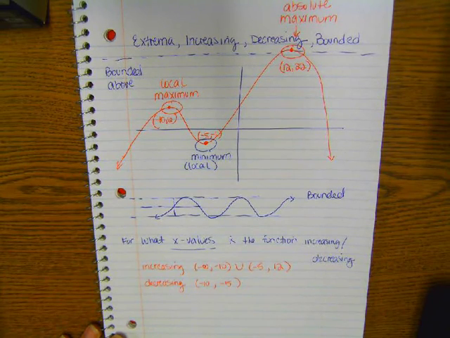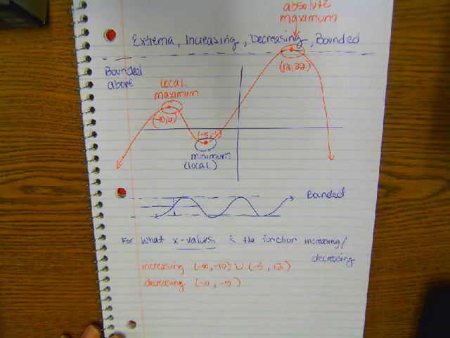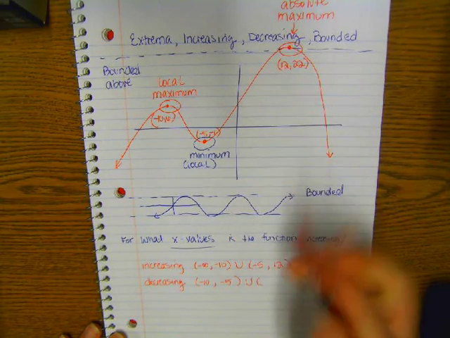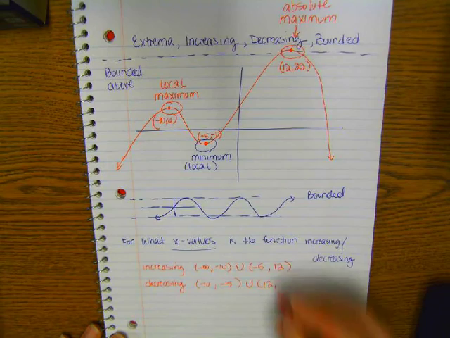And then the function now is decreasing from 12 to the rest of the graph.